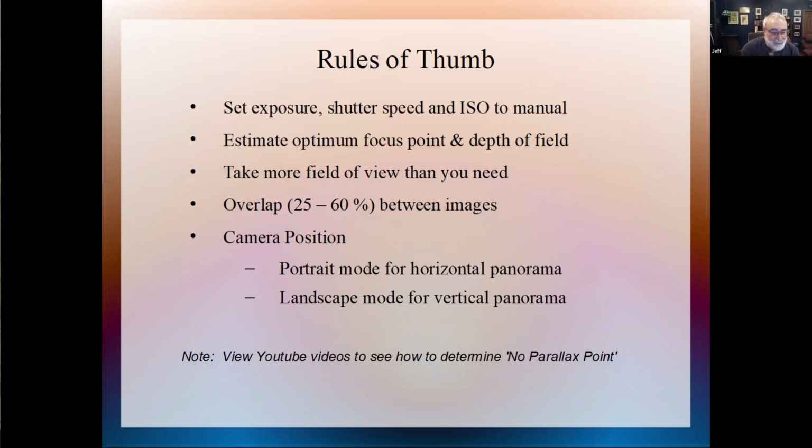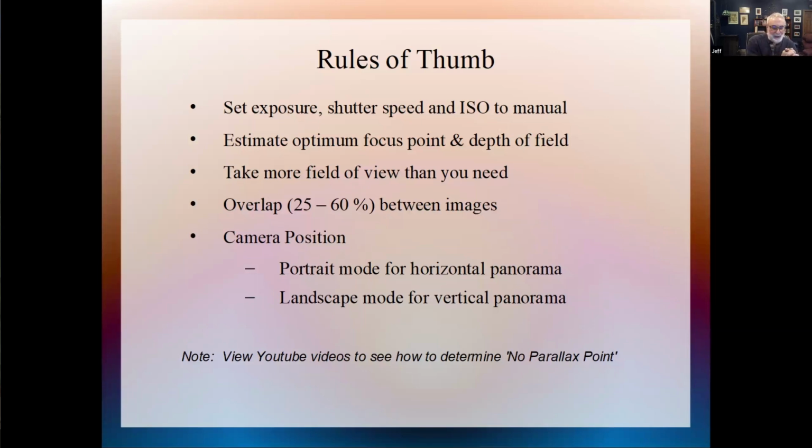Another rule of thumb is the orientation of your camera when you mount it on your tripod. If you're doing a horizontal panorama, you want the camera in portrait mode, because there's more pixels vertically then. So you're optimizing the number of pixels in the vertical dimension while you take multiple images horizontally, and vice versa.